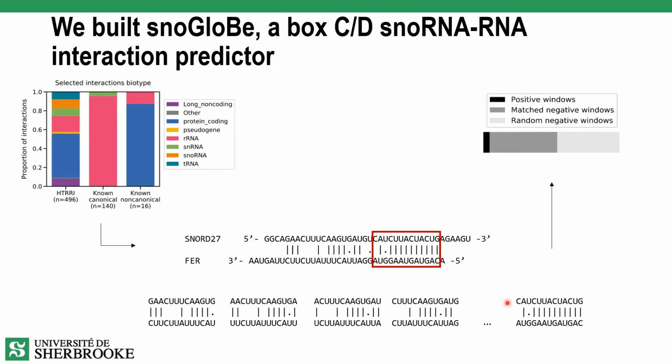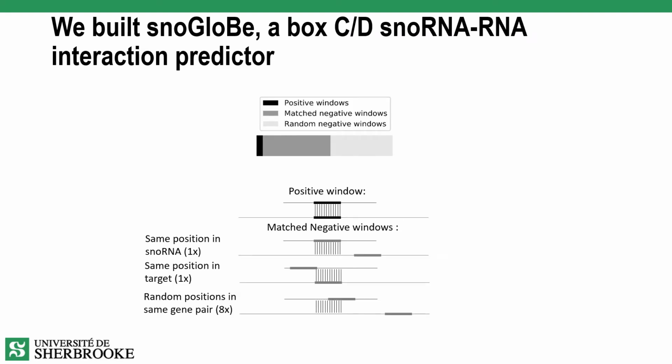Then, for every positive window, we created 20 negative examples, 10 of which were completely random RNA pairs, and 10 were matched negative examples. The matched negative examples originate from the same gene pair matching a positive window. For each positive example, one matched negative has the same position in the snoRNA and a different position in the target. One has the same position as the positive window in the target, but a different position in the snoRNA. And 8 matched negative examples have random positions, but in the same gene pair as the positive window.